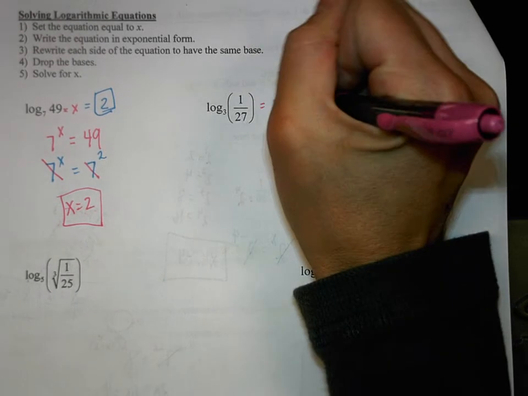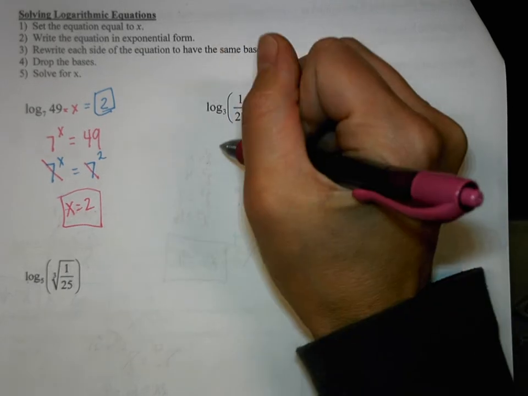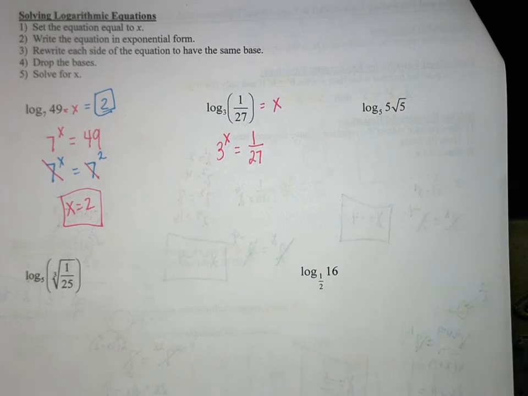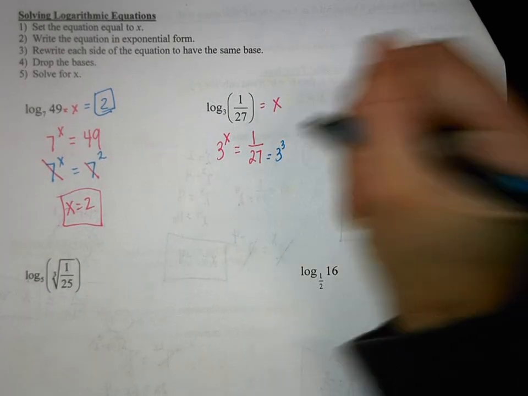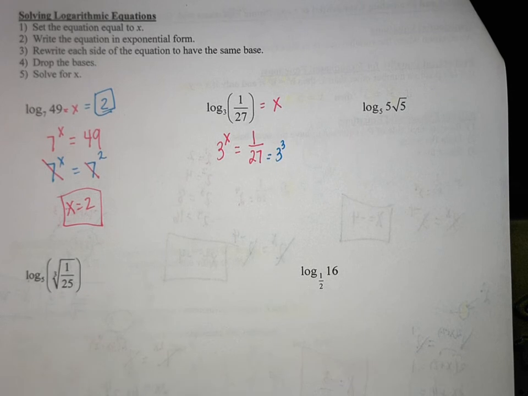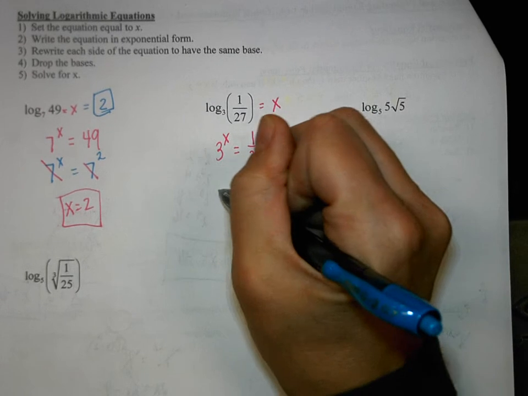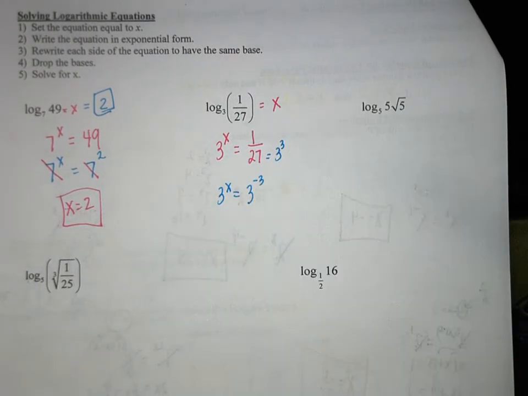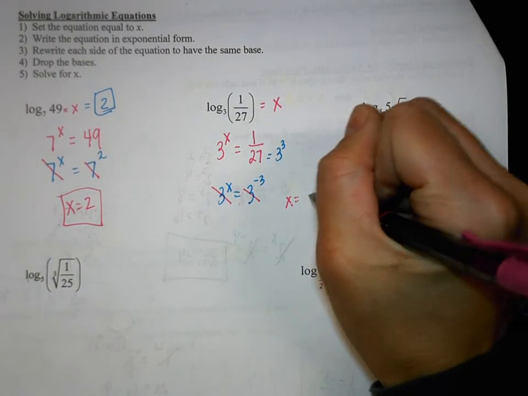Okay? So again, I would set this equal to x. We would rewrite this as 3 to the x equals 1 over 27. Can I turn 27 into base 3? Yes. We know that 27 is what? 27 is 3 to the third power. And then in order to make the bases be at the same level, we would need to bring that up. And what happens when I bring it up? Very good. It becomes a negative exponent. So we have 3 to the x equals 3 to the -3. We drop the bases, and that means that x equals what? -3.